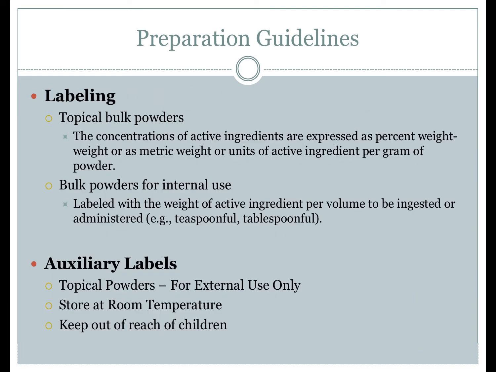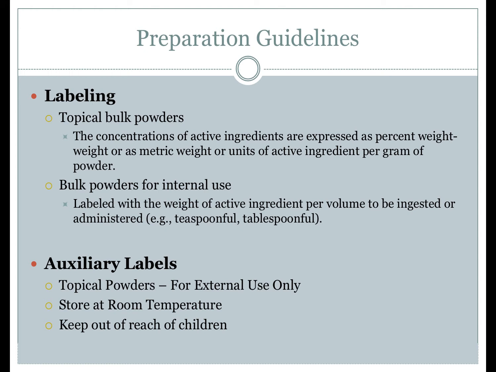As far as expressing the drug on the prescription label, it will be different depending on whether you are labeling a product to be used as a topical powder or used for internal use. To label a powder for topical use, express the concentrations of each active ingredient as a percent weight per weight. So for example, tolnaftate 2%. Alternatively, the amount of drug can be expressed as a metric weight or units of activity per gram of powder. The latter is used for drugs like nystatin, which are not dosed by weight like milligrams, but rather by units. Thus, we would label a powder containing nystatin as nystatin 100,000 units per gram.